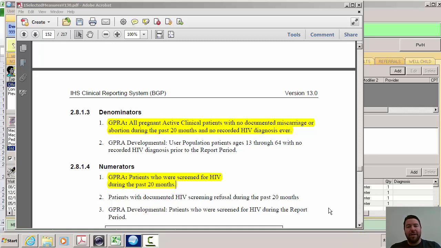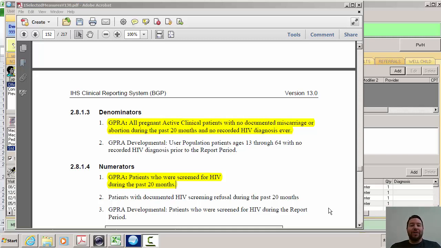We're moving along with the measures. We're moving into some of the STD bundle, and that would be a prenatal HIV screening. So basically what GPRA is looking for is all active clinical patients with no documented miscarriage or abortion during the past 20 months and no recorded HIV diagnosis ever.